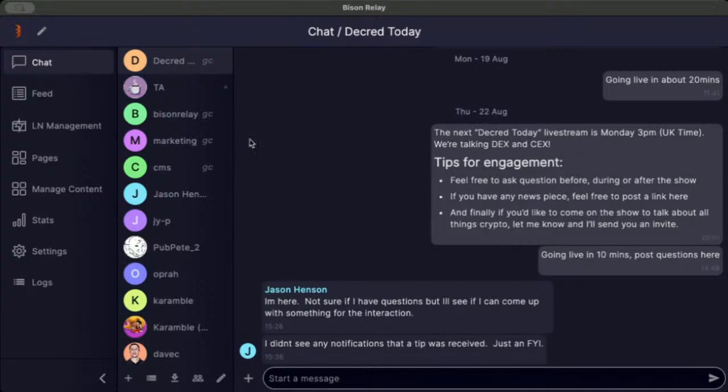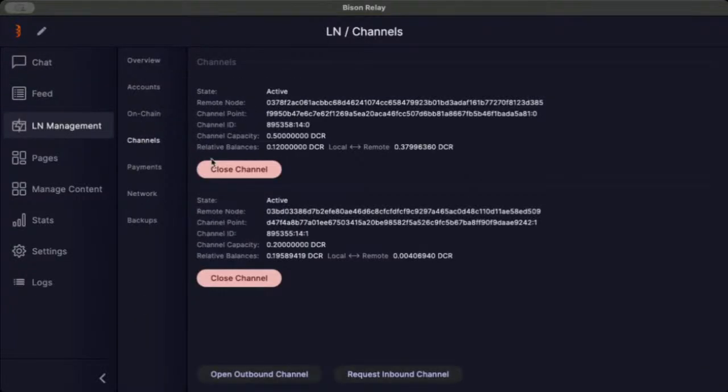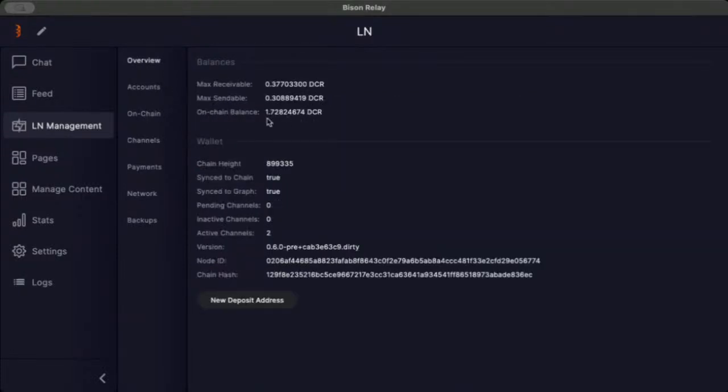So what you'll need to do in order to set up your inbound liquidity is come over to your LN management tab and hit the channels button. You might want to just check how much you've got in your on-chain altogether. As long as you've got something like 0.2, you're fine. If you haven't, obviously give me a shout, and I'll send that over to you. But as long as you've got 0.2 across these, you should be absolutely fine.